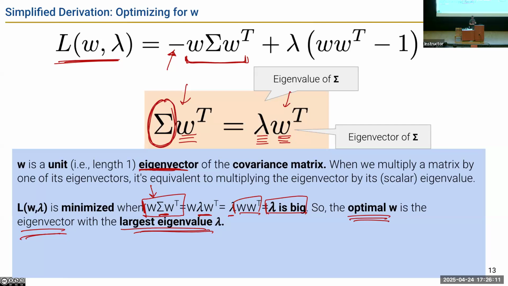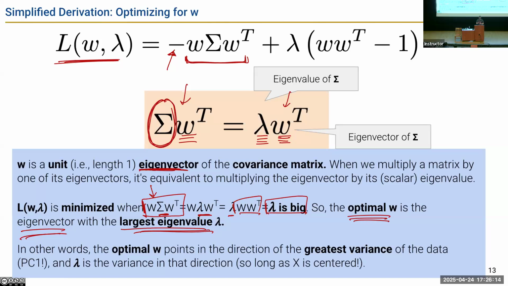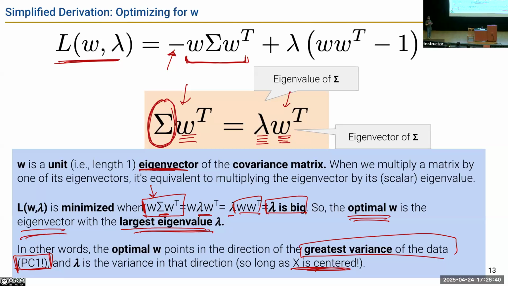In other words, the optimal W points in the direction of the greatest variance of the data. This is PC1. What is the first principal component? It's the direction of maximum variance in the data, so long as X is centered. Let me pause and take some questions here to make sure that this setup is making sense. There's a lot of steps going on here, a lot of linear algebra. Any questions clarifying this? I'm going to do more clarification slides, but I'll pause here.